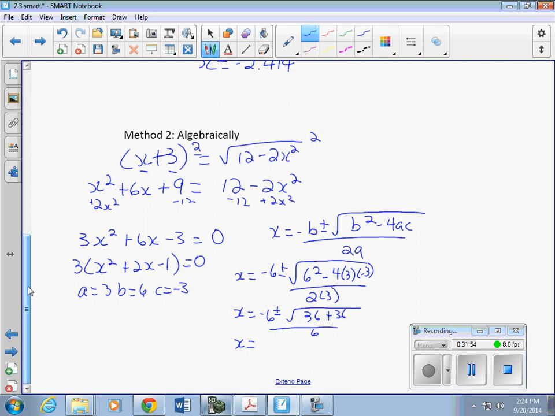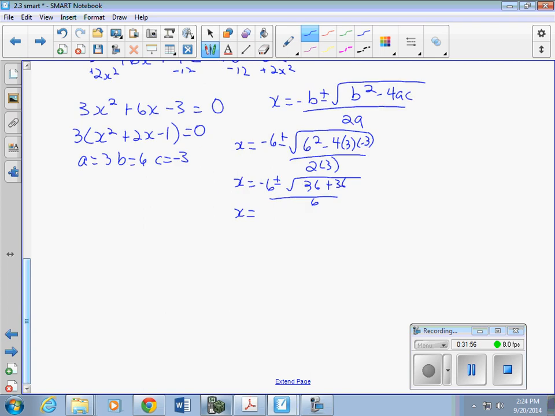So x is equal to negative 6 plus or minus square root of 72, divided by 6. If you punch that into your calculator, if I do negative 6 plus square root of 72 divided by 6, I get 0.41. If I do x is equal to negative 6 minus square root 72 over 6, I get negative 2.41.